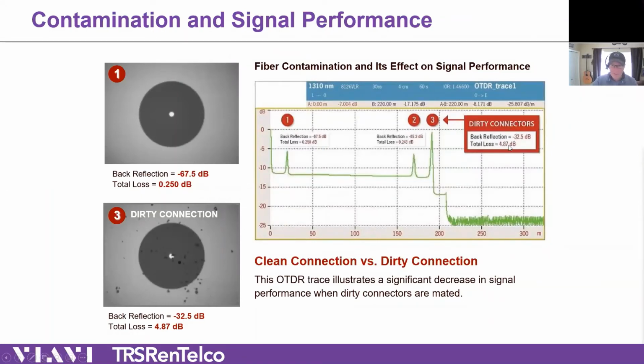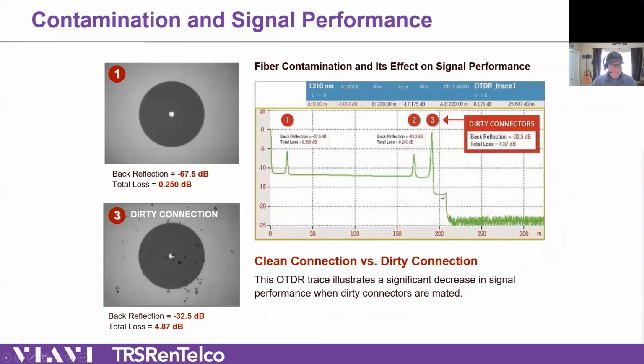Yours will probably be more in the 1 to 2 dB range. But again, at 3 dB, I've lost 50% of my power. At 5 dB, about 70 or 80% of the power just dropped instantly because I have a dirty connector. And if you're an OTDR fan, that's the drop between this green line where my mouse is and this green line. That one connector was so bad, it drops the power instantly.